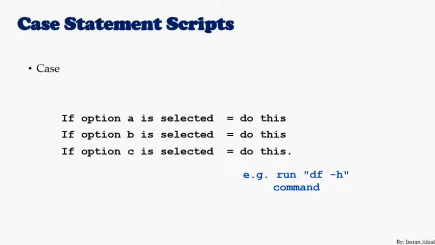So these are the different options. Now, what exactly A or B or C is going to do depends on what you assign to them. For example, if you assign A to output the date on the screen, it will output the date if A is selected. So now let's look at the script.